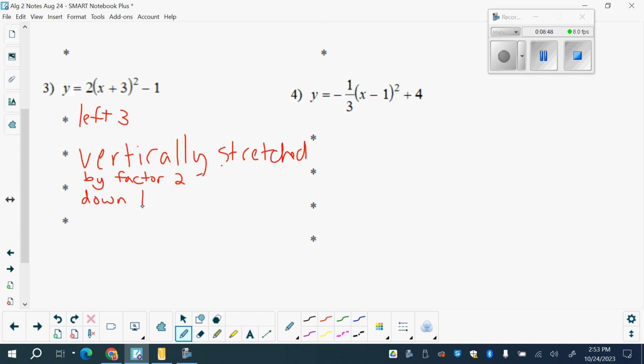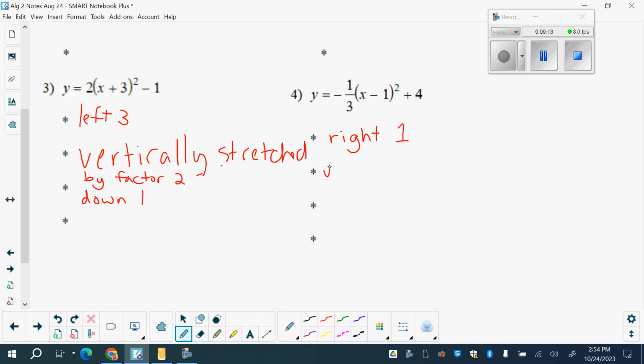Okay, what about number 4? Let's see. What do we do first? You want to say right 1. What does the 1/3 do to the graph?